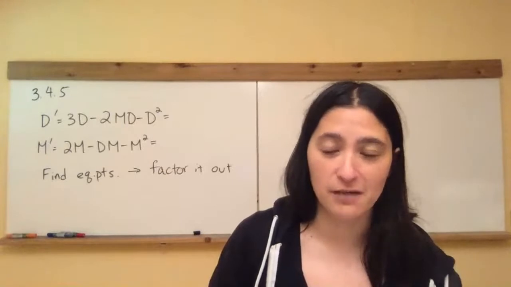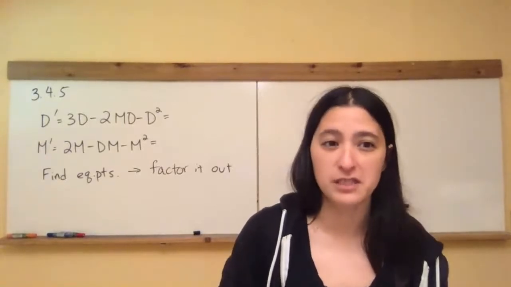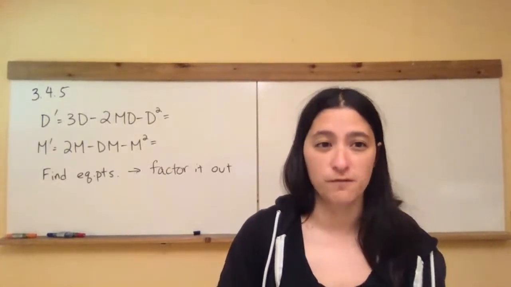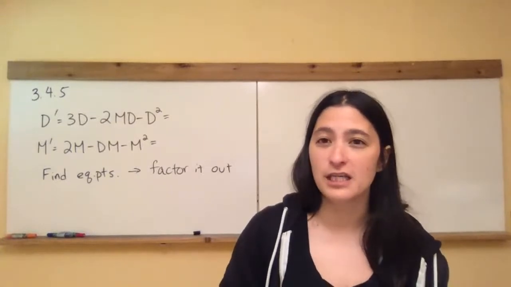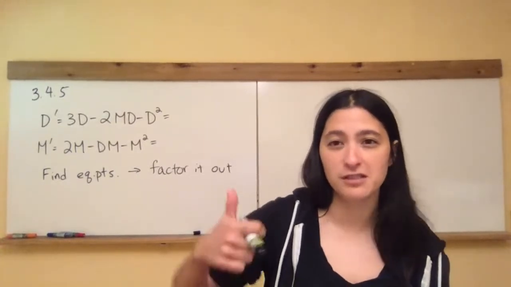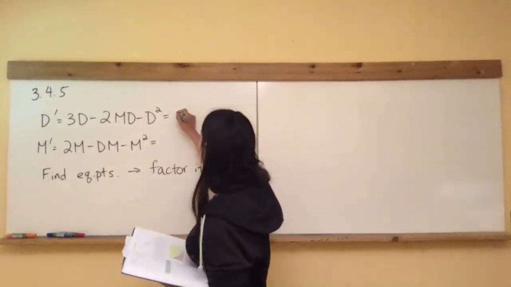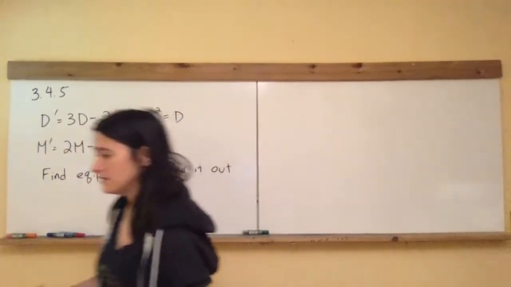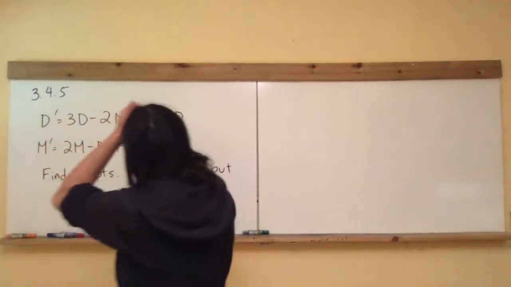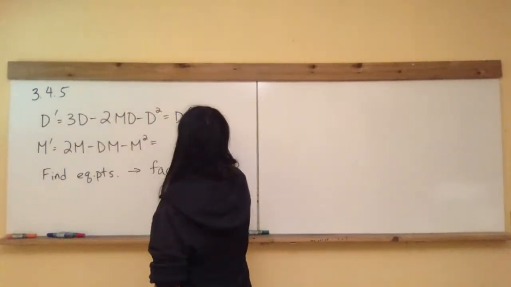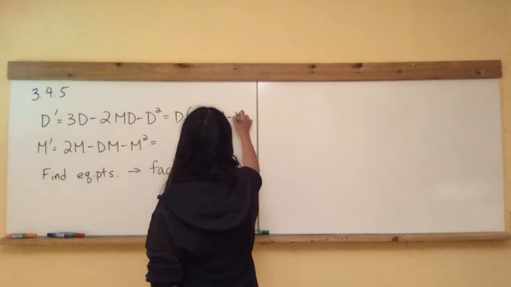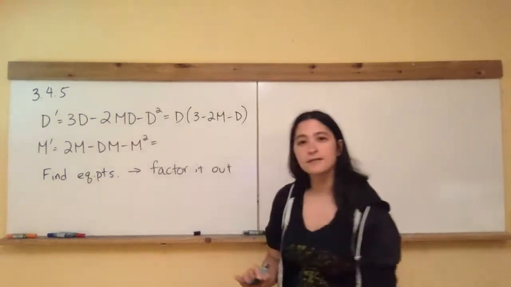Someone is saying for the d prime equation, we're going to factor out d. For the m prime equation, we're going to factor out m. And they already did the d prime equation for us, factoring out the d. Awesome job. That's exactly what you're going to want to do. So we're going to factor out the d here, and we're going to go 3 minus 2m minus d on the inside there.